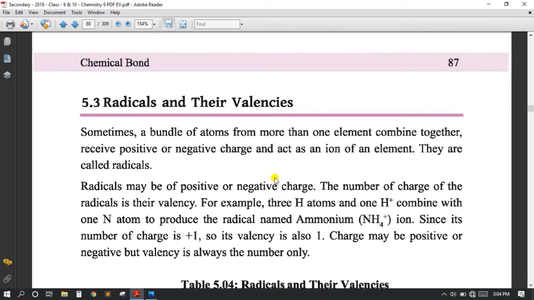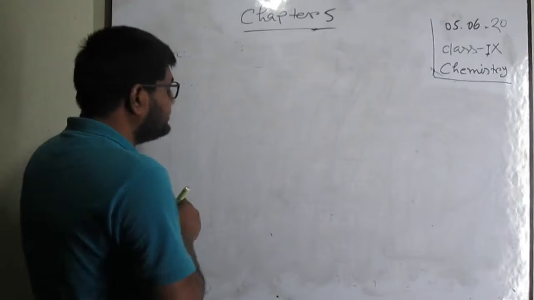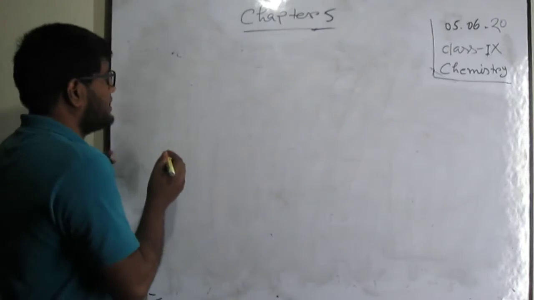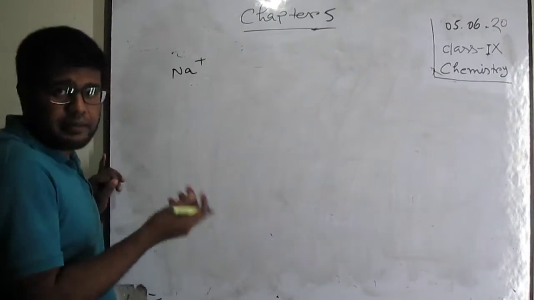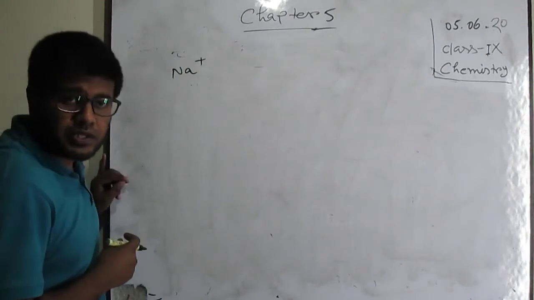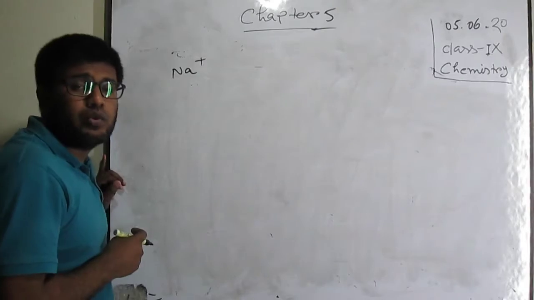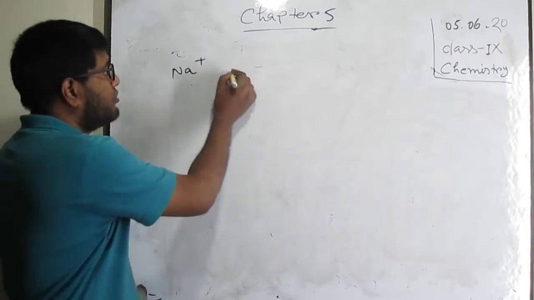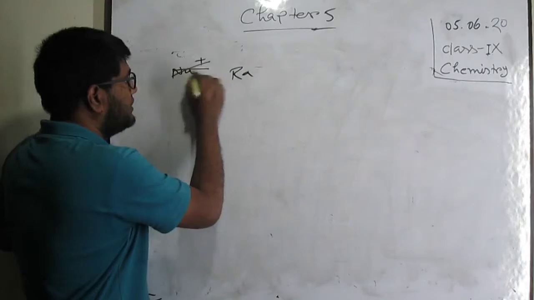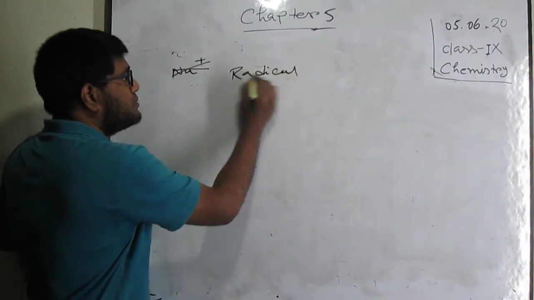So I am explaining in my way. Suppose in my last class I told about the valency of sodium is 1. So I have to write a positive charge when this is in sodium ion form. But now I am talking about radicals. This is radical. This is my new topic.